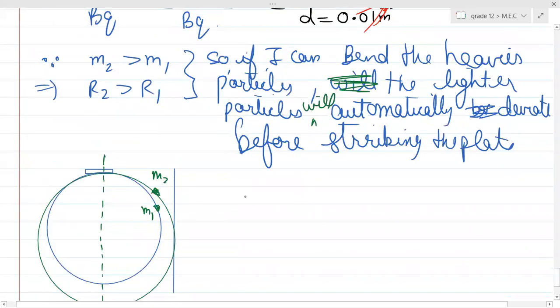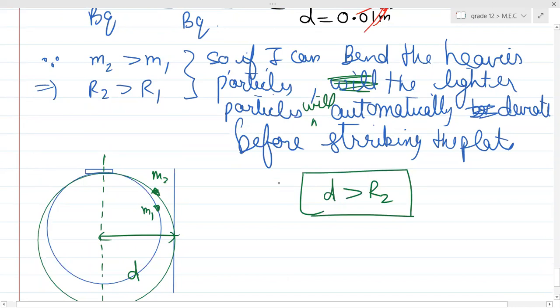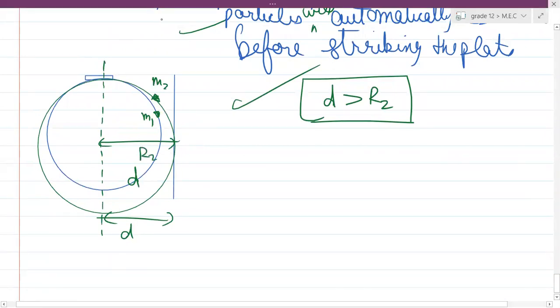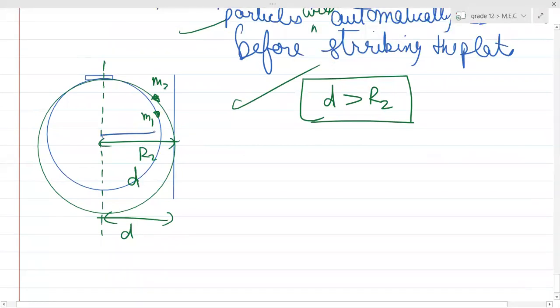So basically, if I say this is the radius, then this distance should be greater than the radius of the heavier particle. Then only this condition will be satisfied, right? Yes or no? This is R2 and this is R1. If D is greater than R2, then they will not strike. So I can just write D, which is 0.1 meter, should be greater than R2.